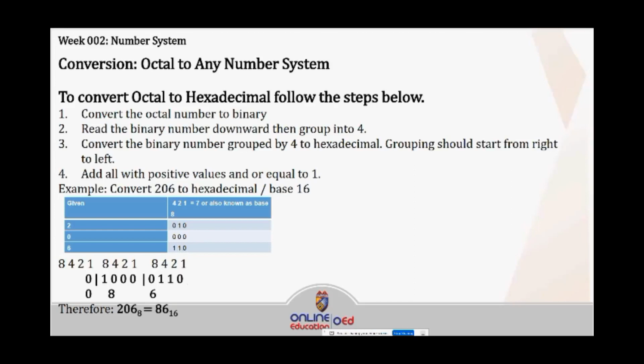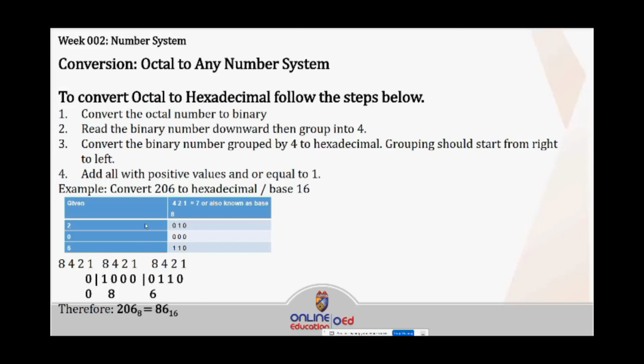Next, since we are going to convert it into a hexadecimal, you have to group it into 4. That is the second step. You count it from right to left. This is the right facing your screen. So 1, 2, 3, 4. Divide. 1, 2, 3, 4. Divide. And then this is the only remaining element.